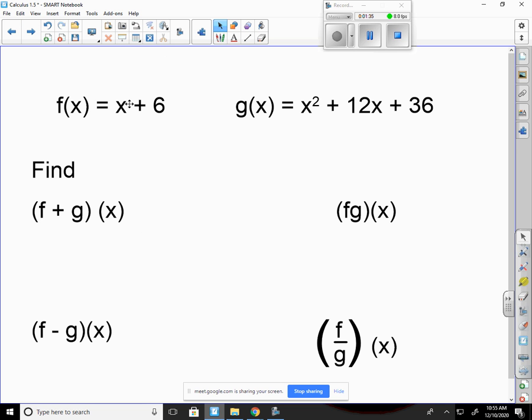So if I start with f of x equals x plus 6, and I have g of x equals x squared plus 12x plus 36, if I do f plus g of x, then that means I'm just adding the two functions together. And I combine my like terms. So that's f of x plus g of x, then combine our like terms. X and 12x adds to 13x. 6 and 36 adds to 42. So my final answer would be x squared plus 13x plus 42.